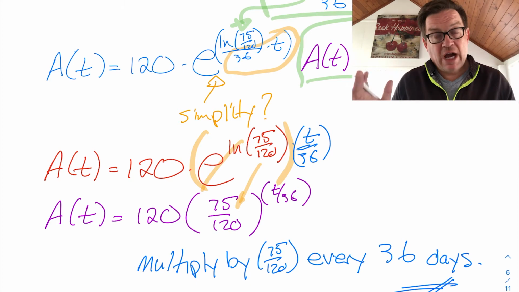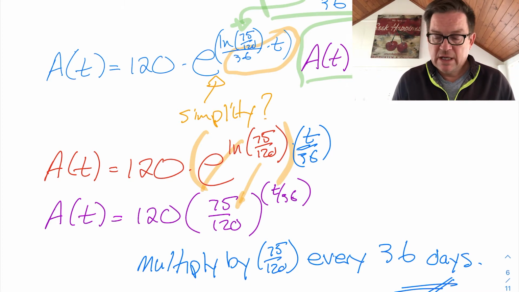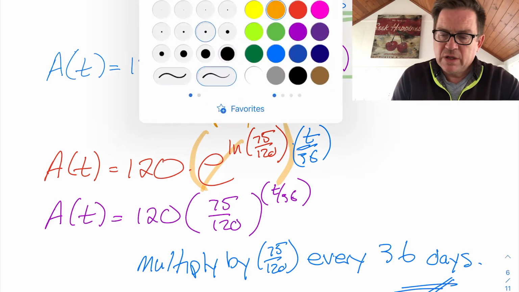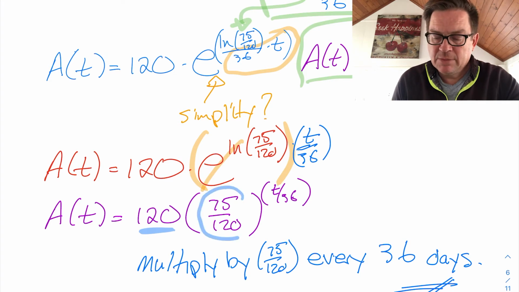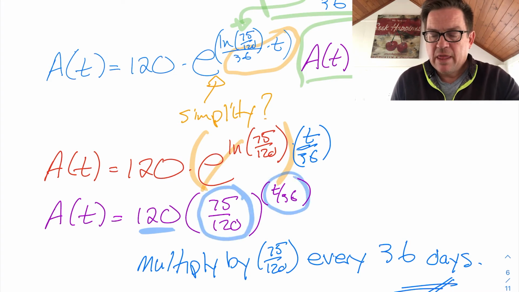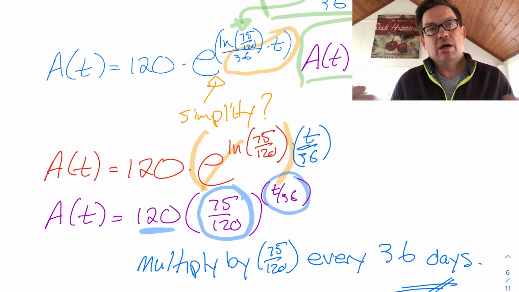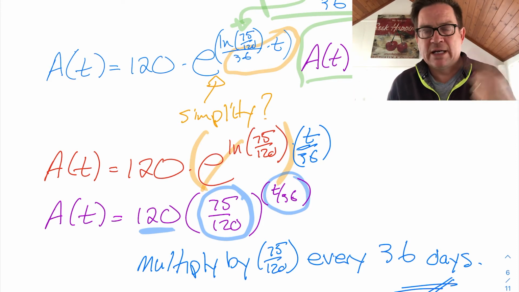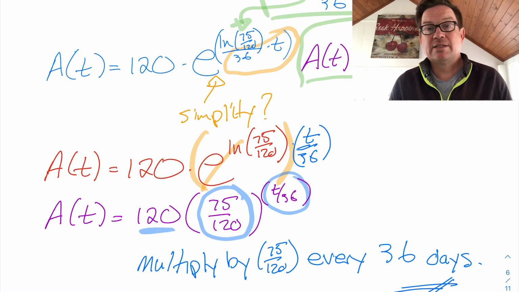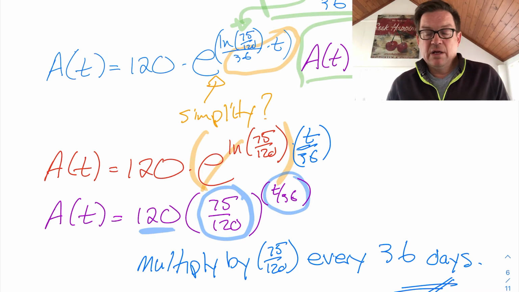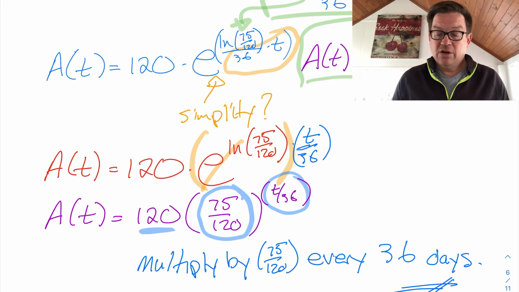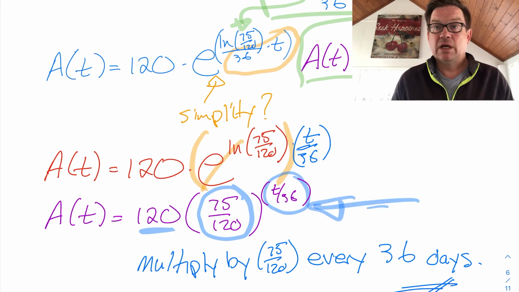So another way to describe this exponential decrease is I start with 120, and I multiply by this growth factor that many times. So if t is 36, that means I multiply one time. If t is double 36, that means I multiplied by it twice, because that's two 36-day periods. So I could set this up. I didn't even need to do ln's. I could have written this from the beginning as a formula, and it's an equivalent equation, an equivalent expression.